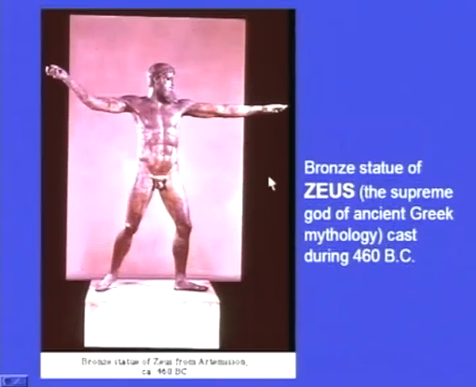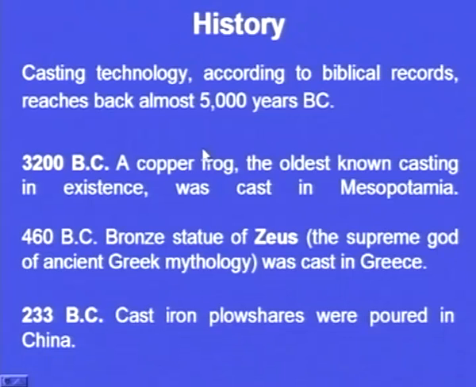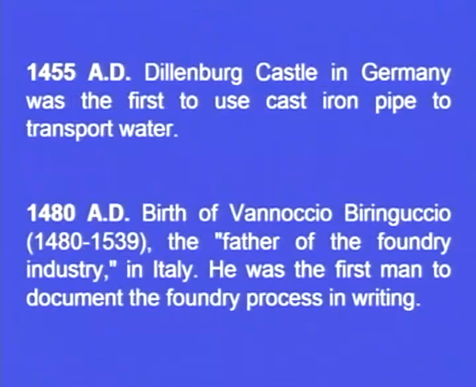This is the bronze statue of Zeus, who was considered the supreme god of ancient Greek mythology. This bronze statue was cast during 460 BC by metal casting. And during 233 BC, cast iron plowshares were poured in China. In 1455 AD, Dahlenberg Castell in Germany was the first person to manufacture cast iron pipes using metal casting. And these cast iron pipes were used to transport water.